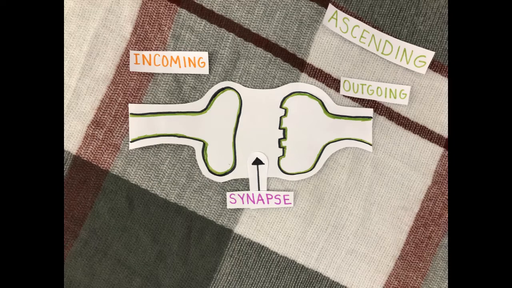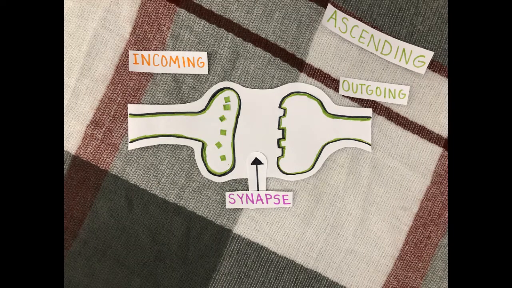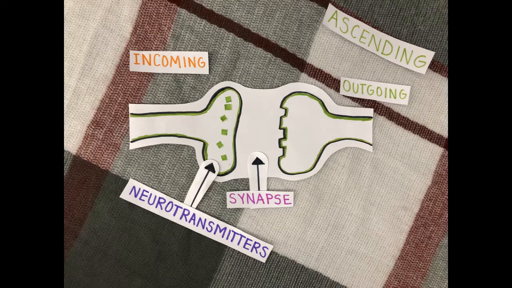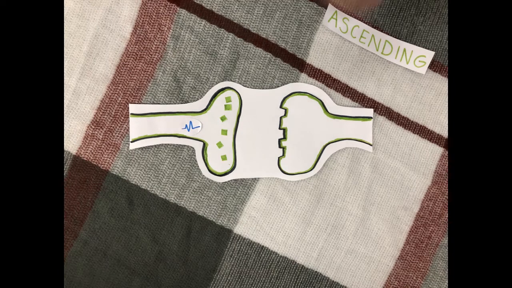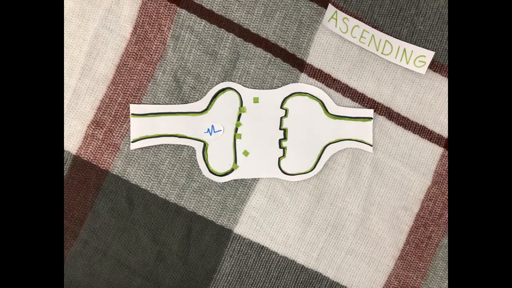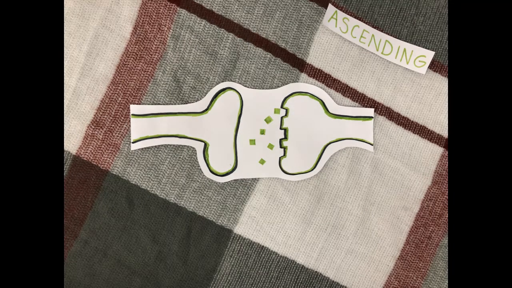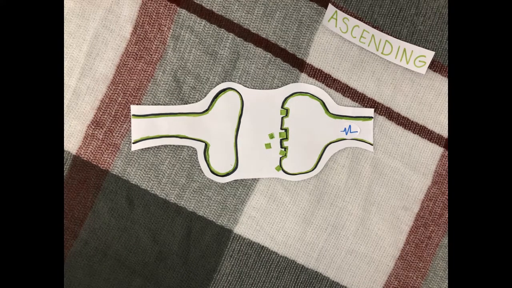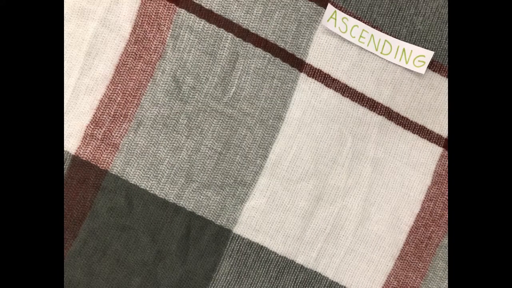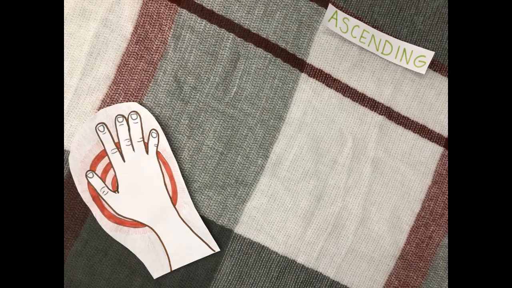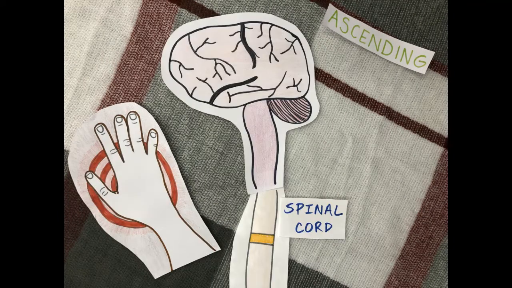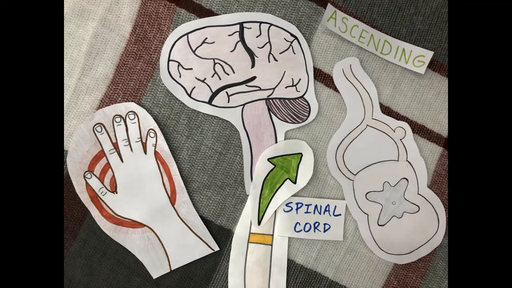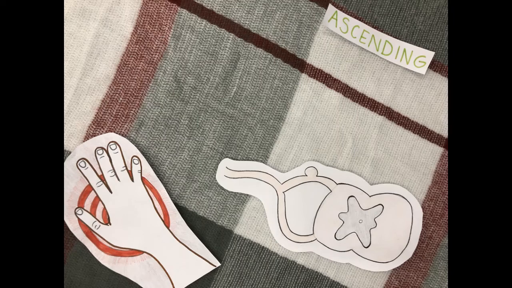The end of the incoming neuron is full of chemicals called neurotransmitters. When the electrical message reaches the end of the neuron, it triggers a release of the neurotransmitters. They cross the synapse and trigger another electrical signal to continue through the outgoing neuron. Traveling from the hand, the message continues up the arm to the spinal cord. If we cut a piece of the spinal cord out and look down on it from the top, it would look like this. There are three major synapses on the ascending pathway.